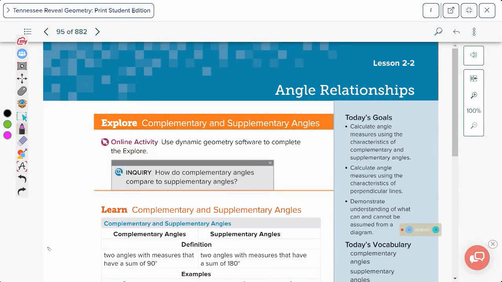Okay, guys, I've leveled up. So I have the digital copy of your textbooks here, and I think I like this a whole lot better. So today's lesson is angle relationships.